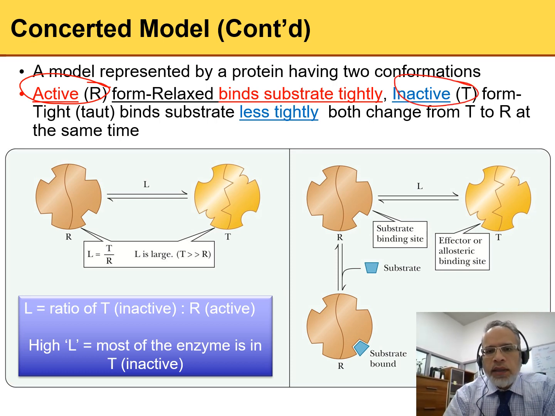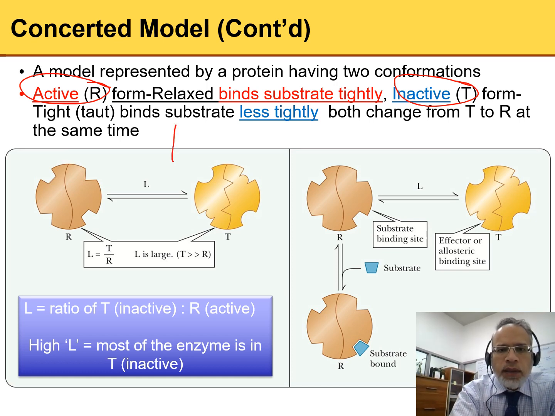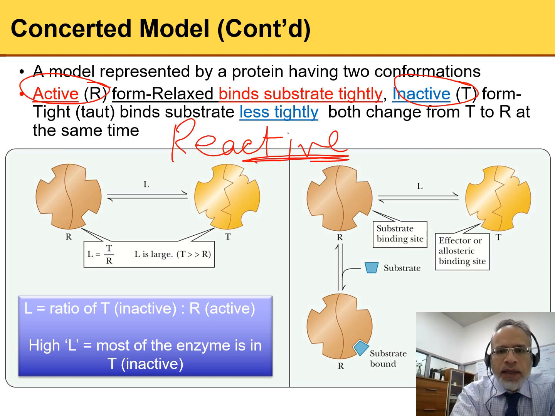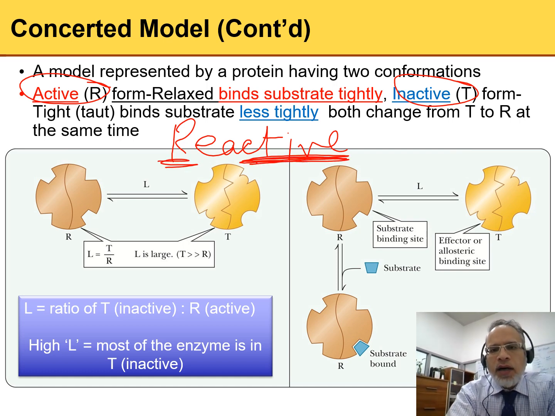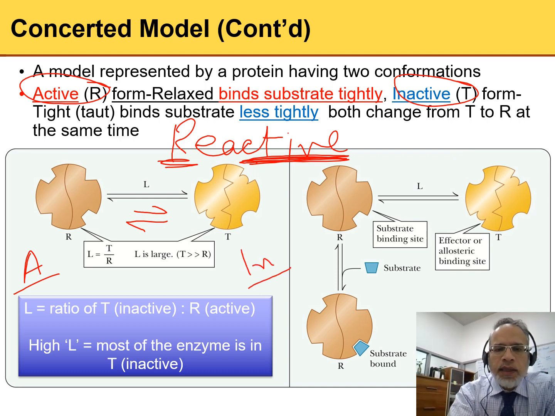The way I remember active and inactive is that R can be made to sound like reactive. Reactive has active and has R in it. So R means active, and of course T would be the inactive form. So just make sure you understand what R is and what T is. R is the active form and T is the inactive form, and there is an equilibrium between R and T.